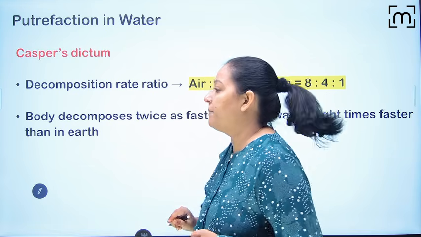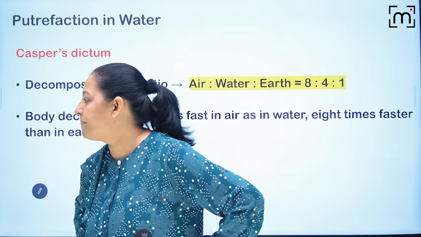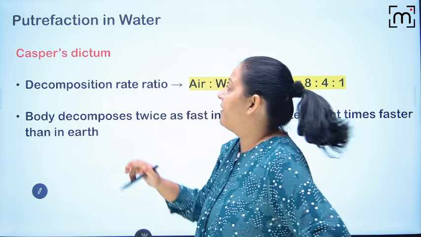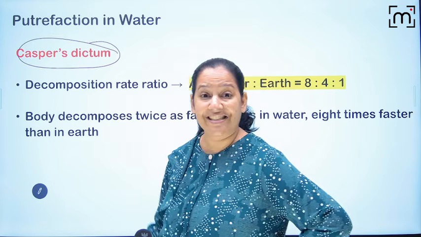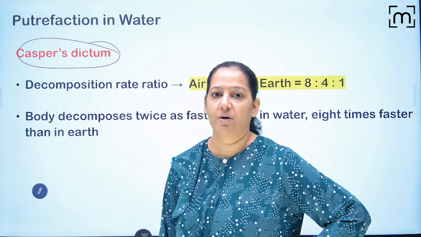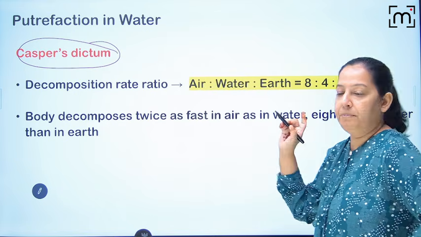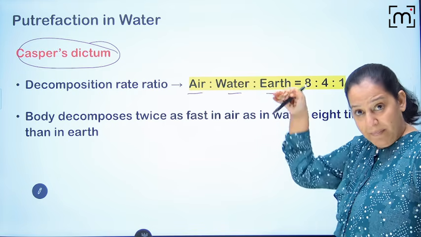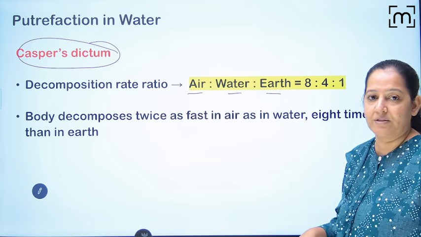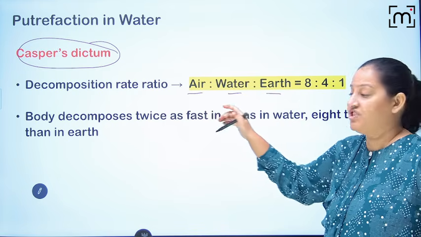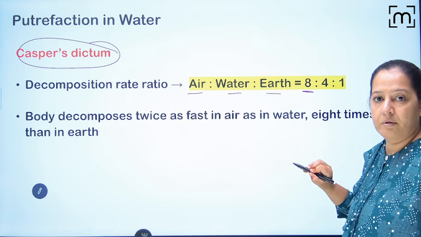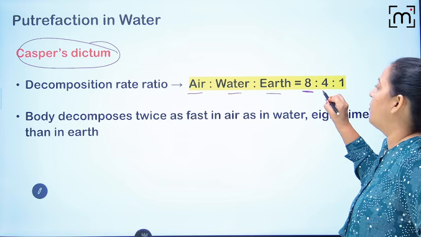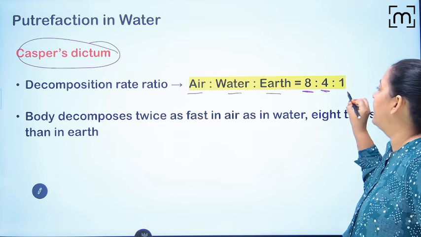Okay, now one more thing, putrefaction in water. What happens in putrefaction in water? There is Casper's dictum. You learn this name. Casper has said what? See the ratio. Putrefaction in air is to water is to earth. Earth means burial, deep burial inside the soil. So highest putrefaction occurs in air, on the land. Slower than this is in the water and very slow in the burial.